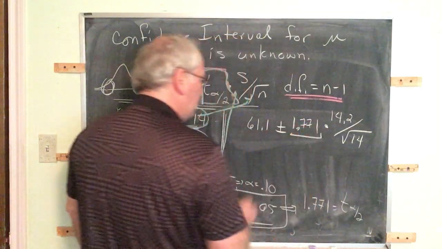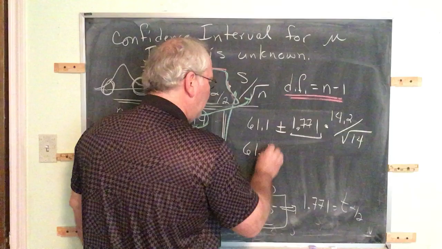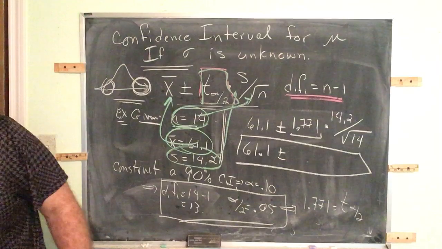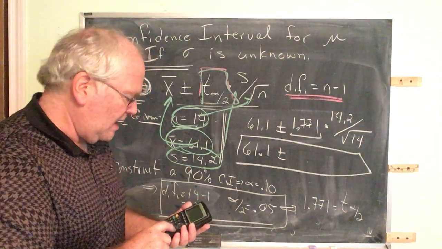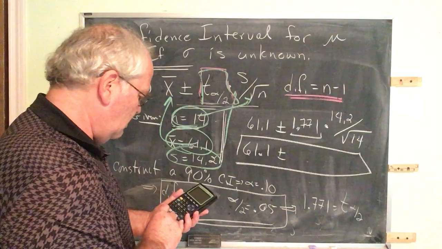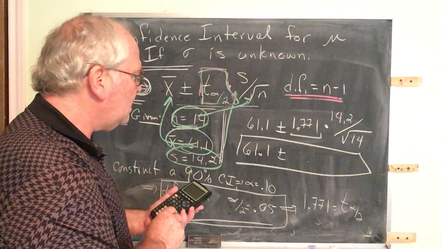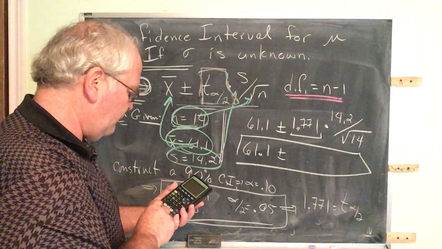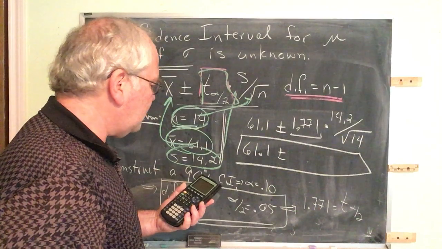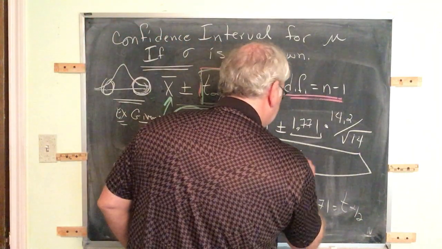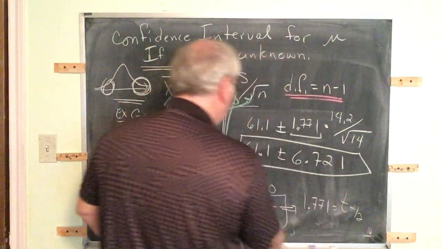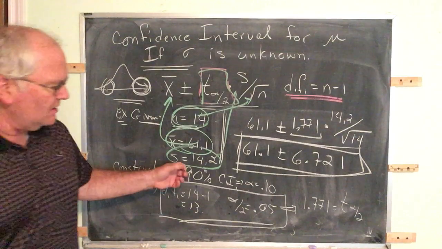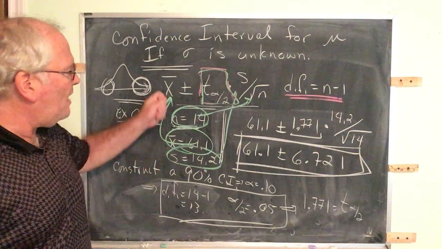And everything else is calculated. In fact, this is finished. 61.1 plus or minus. Find that number, and I believe I can handle that. My machine says 1.771 times 14.2 divided by the square root of 14. And I have 6.721. 6.721. And that is our 90% confidence interval for the population mean.